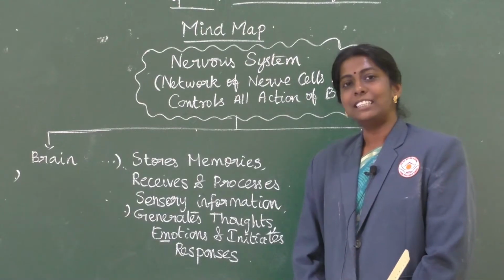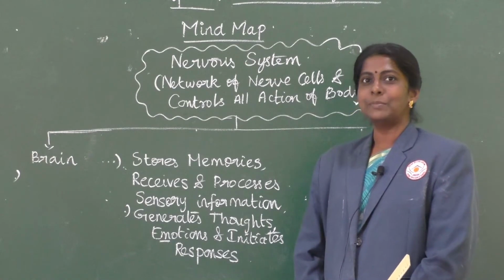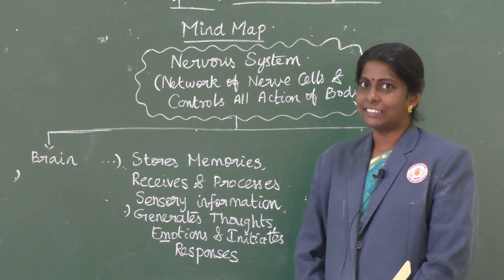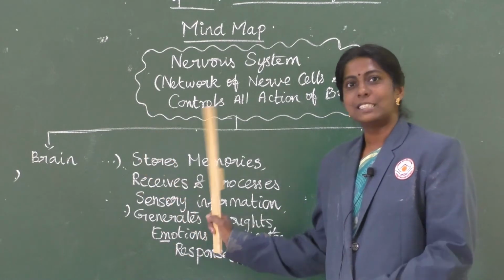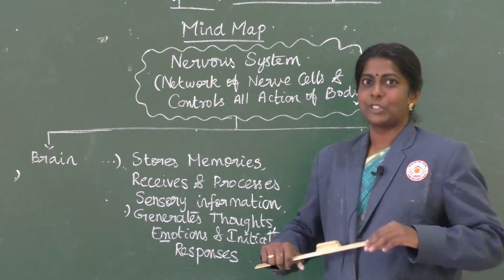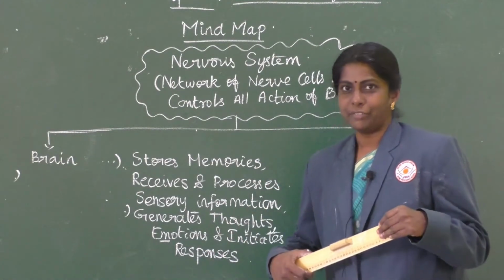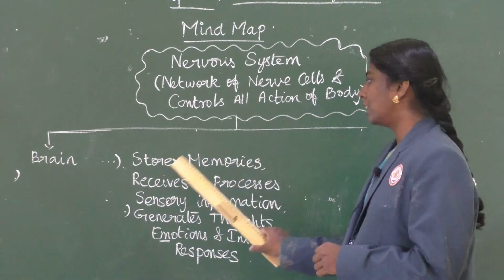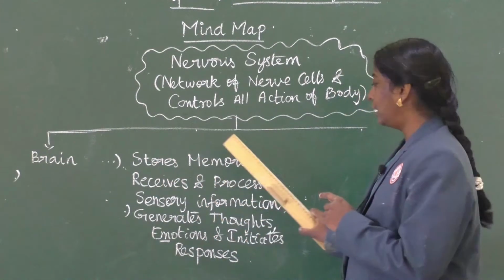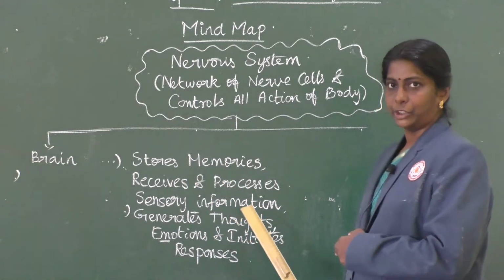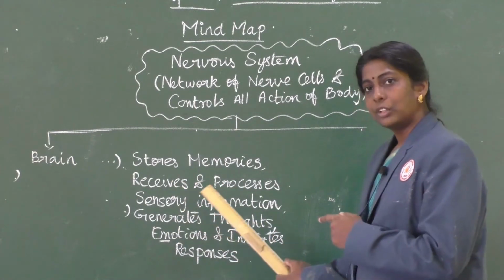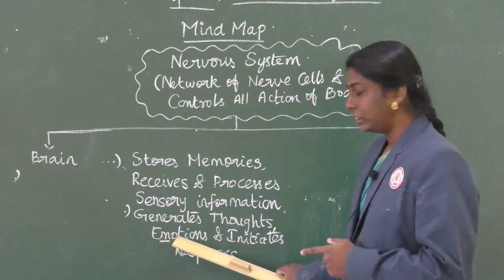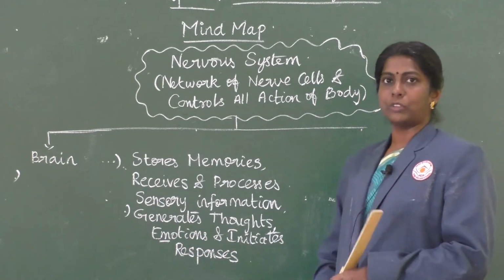As I mentioned earlier, the nervous system is mainly divided into three parts, that is brain, spinal cord and nerves. Let us learn about the brain first. The brain stores memories, receives and processes sensory information. It generates thoughts and emotions and initiates responses.